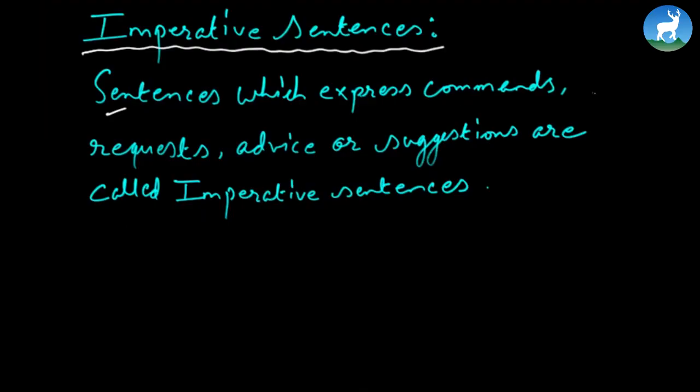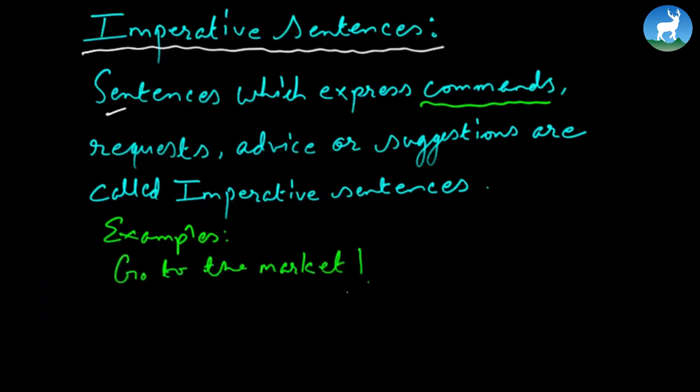Now let me clarify these with examples. Let's talk about sentences which express commands. What is a command? When you give an order, that's a command. Let's say, go to the market. Go to the market. It is a command, alright? A command has been given here. That's why when a sentence expresses a command or instructions, it becomes an imperative sentence.